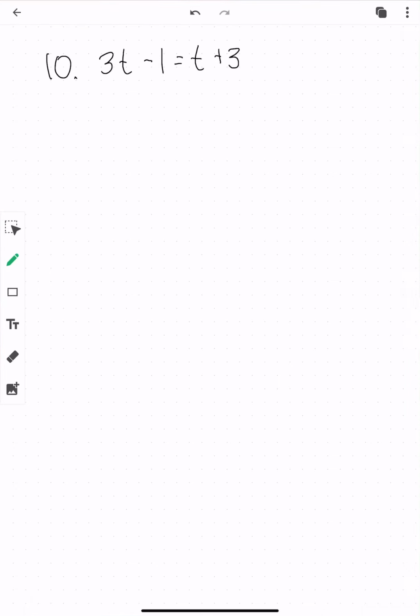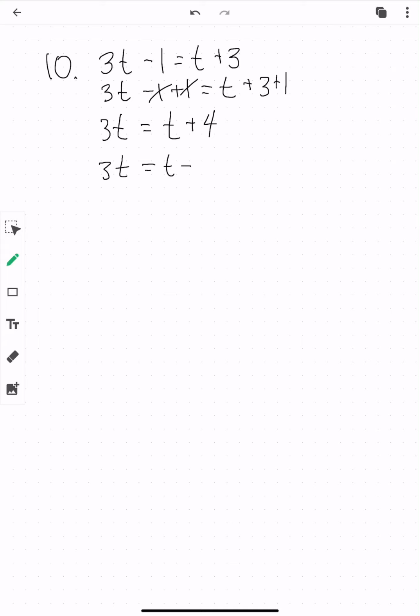Let's see if we can get the same result doing it symbolically. So 3t minus 1 plus 1 equals t plus 3 plus 1. So those two cancel each other out. Plus 4. So I'm going to go 3t equals t minus, oh, actually, I better leave some room here. 3t minus t equals t minus t plus 4, because I did it on the right, so I have to do it on the left.